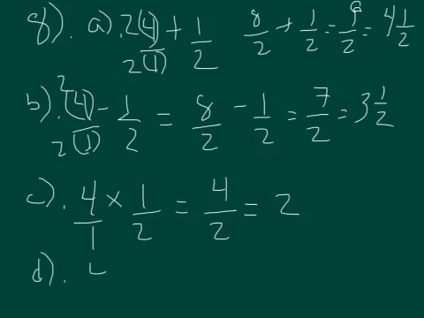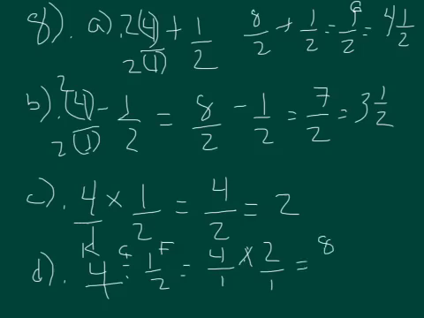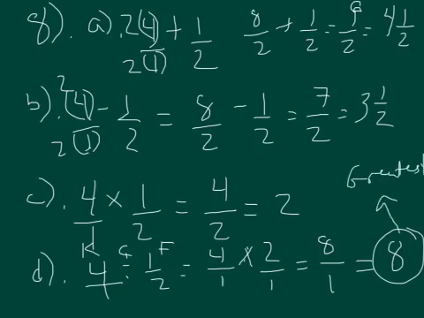For D, I had 4 divided by half. 4 over 1 times 2 over 1, because remember, we do KCF. Keep our first fraction, change division to multiplying. Of course, 4 times 2 is 8. 1 times 1 is 1. It's going to be 8. So obviously, 8 is going to be my greatest, and my smallest is going to be that one, or my least.